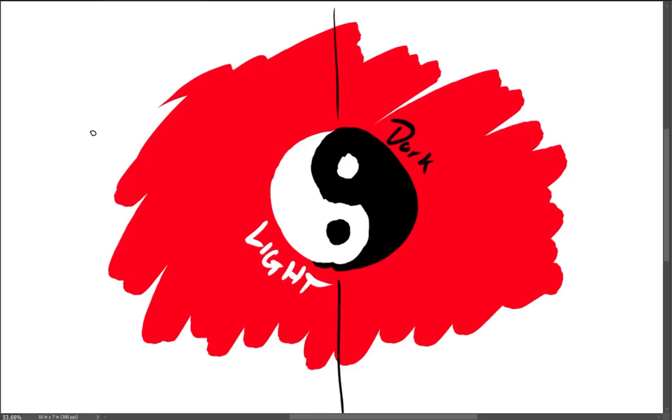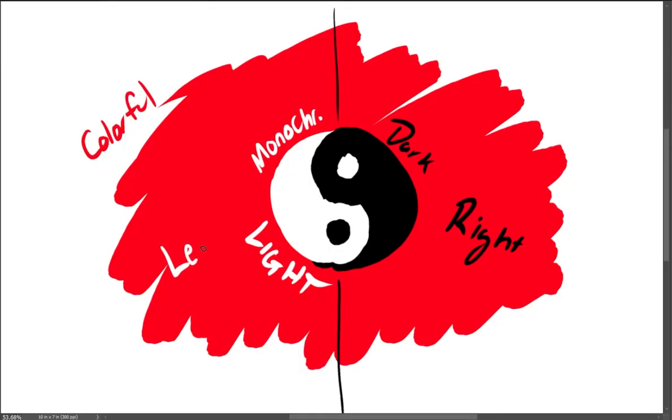Now let's find a different relationship. So out here, we've got color. This is quite colorful, this red in the background, where the yin and yang is very monochromatic. And so we create another relationship, attention. Anytime that you have two objects in space, there is a relationship. So this is the right side over here. This is the left side over here.